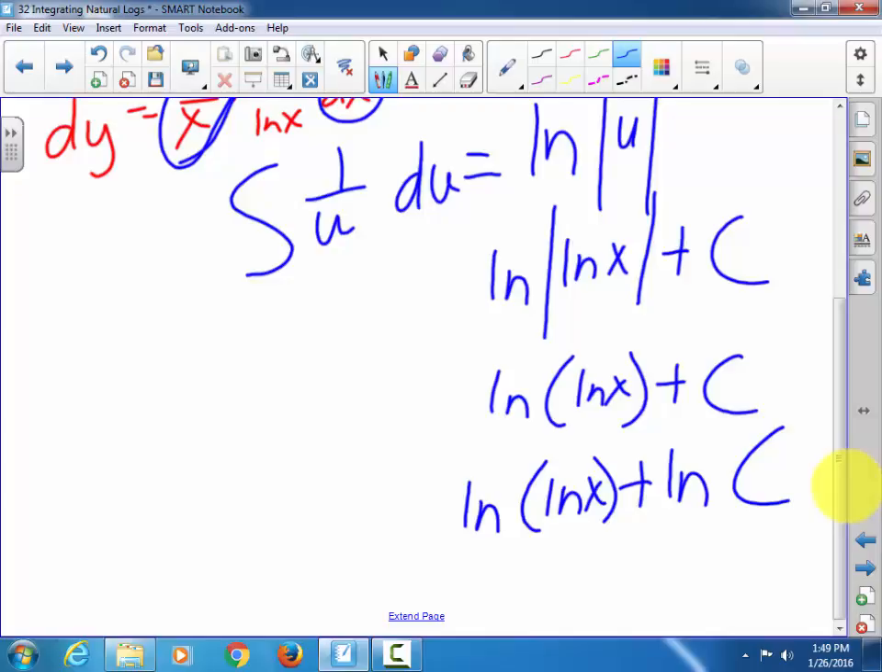As long as ln of c can be all values. Yes, ln of C can be all values. So there'd be nothing wrong with this answer here. Are you comfortable with that? Because C is just a number. As long as it's a constant number, we can name it however we want to.